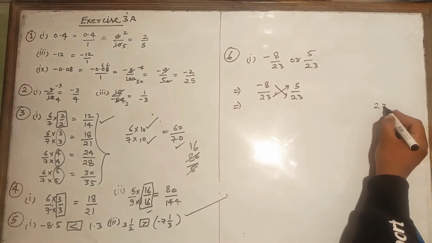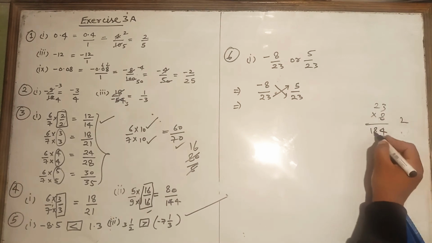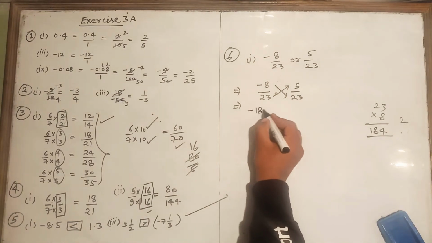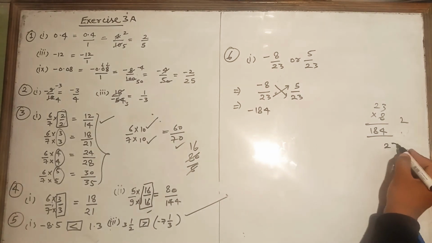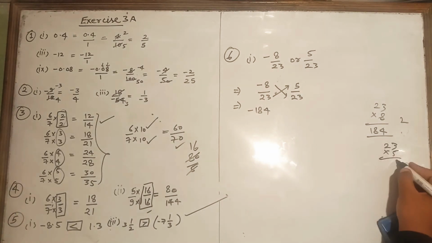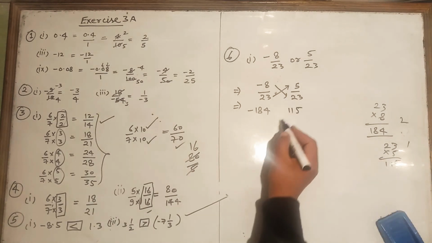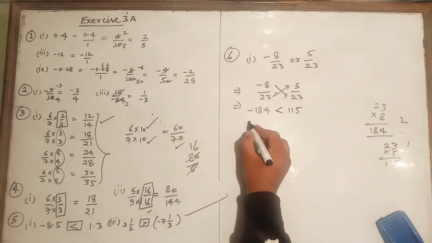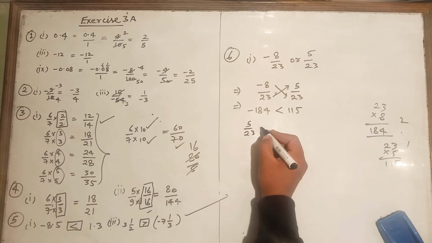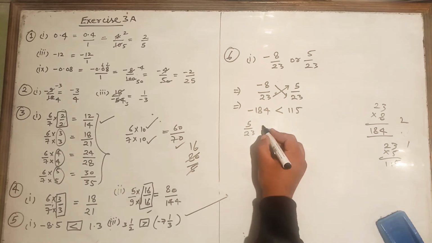23 into 8 you will do, 184, it will be minus 184, and this will be compared with 23 into 5. 23 into 5 you can do here, 15 carry 1, 115. So which number is greater? 115 is greater. So which fraction will be greater? 5 upon 23. But we have to find out which of the two rational numbers is greater. So 5 upon 23 is greater.